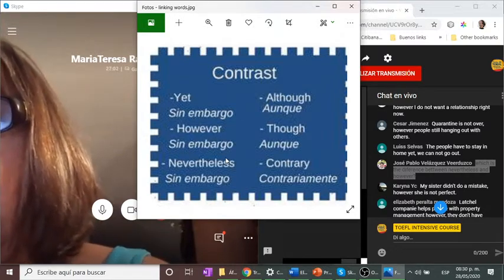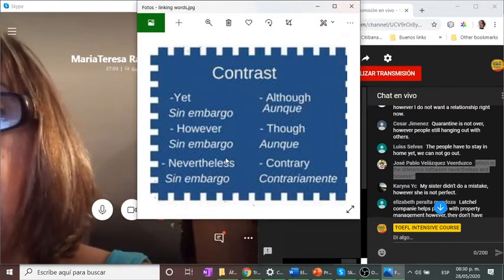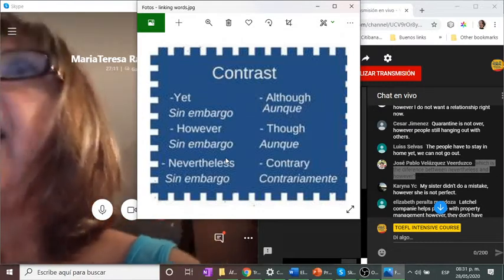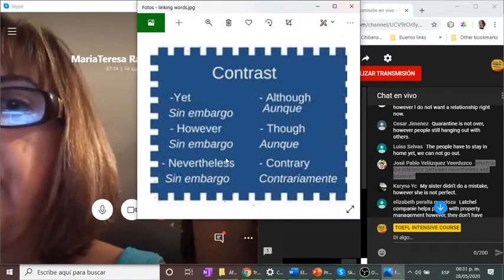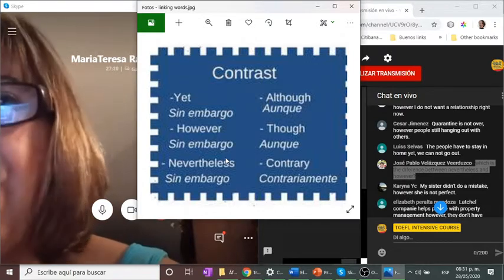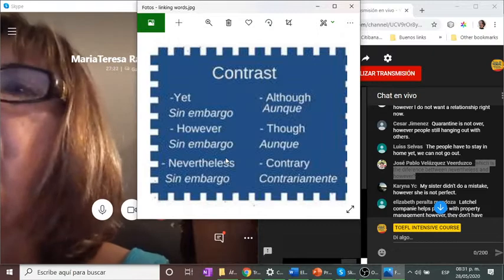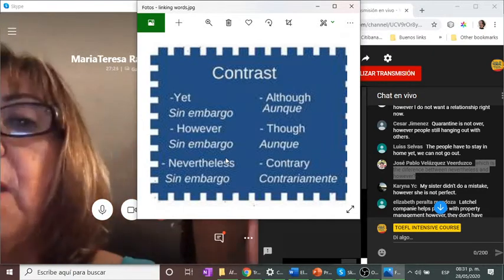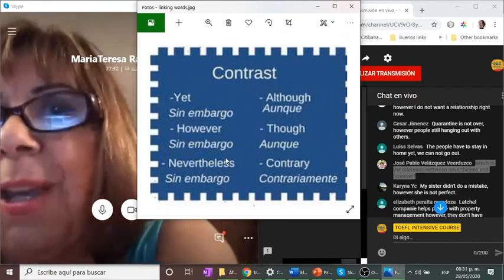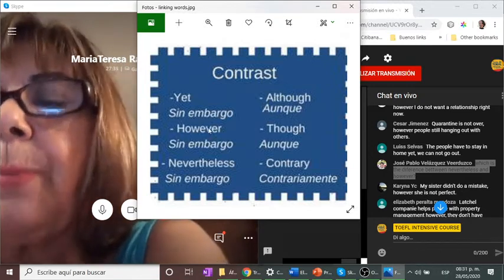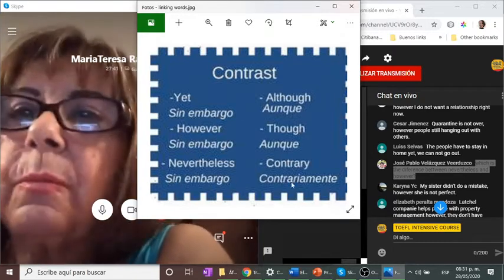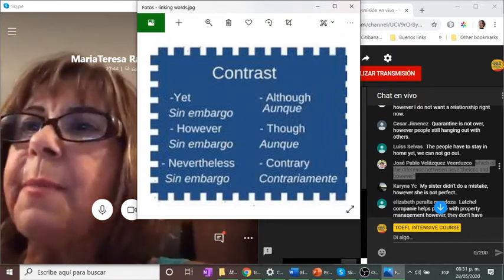Example. I am in favor of Senator Clinton. However, I have a problem with her credibility. I am in favor of Senator Clinton. Nevertheless, I do have a problem with her past. Same thing. You can use it as a synonym. Okay. It could be a synonym. Yeah. However, tends to be more like pero and nevertheless, sin embargo. But it still can be used in the same context. Okay.